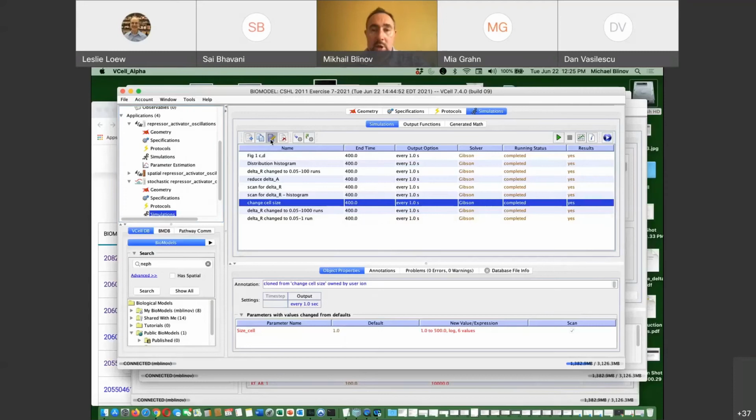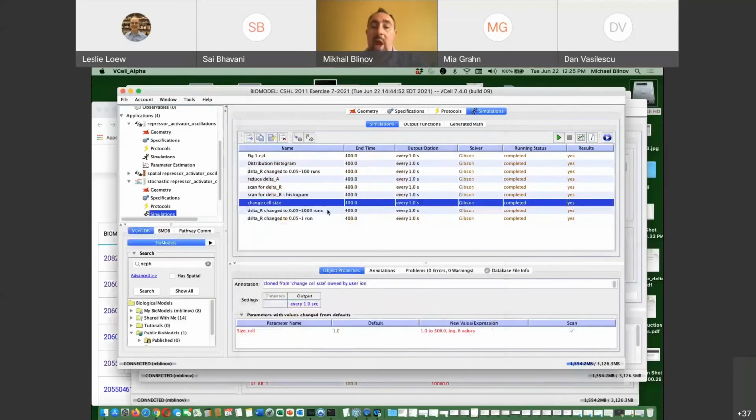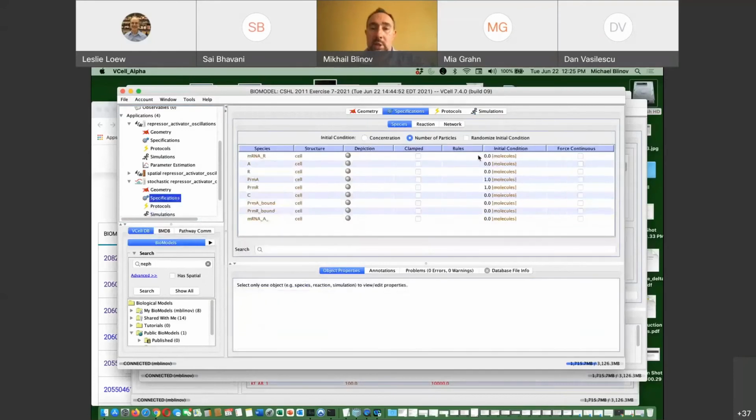Michael, you're keeping the number constant, you're just changing the concentration when you do that, right? Yeah, I'm increasing the volume, and I keep the number of particles the same. So I am decreasing concentration.